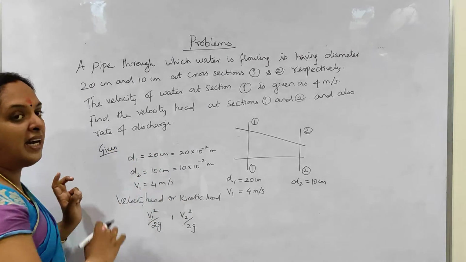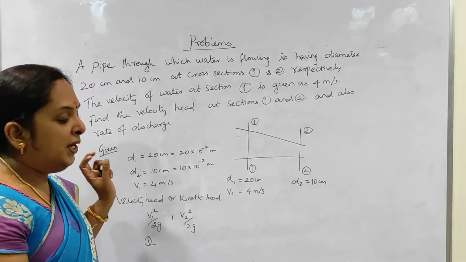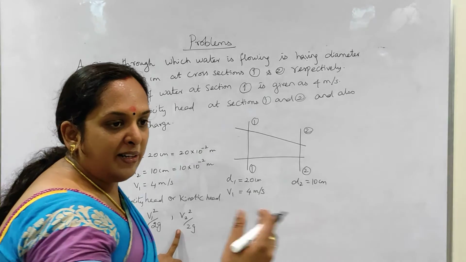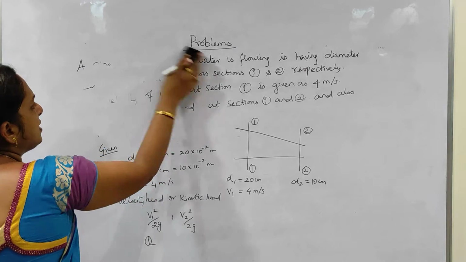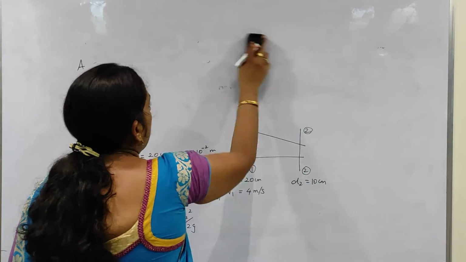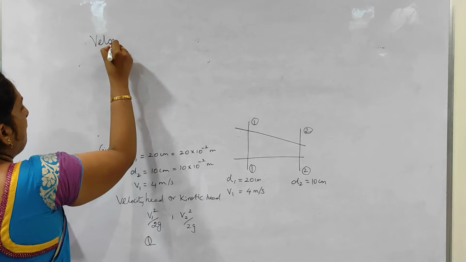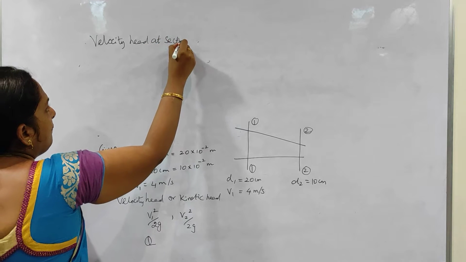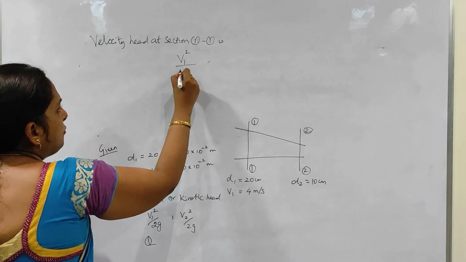The second one is I have to find the rate of discharge. The rate of discharge is Q. So first I am going to find V1 square by 2G, then I will find V2 square by 2G. Is it clear? We have the known things here. First we will find V1 square by 2G. That is my velocity head at section 1.